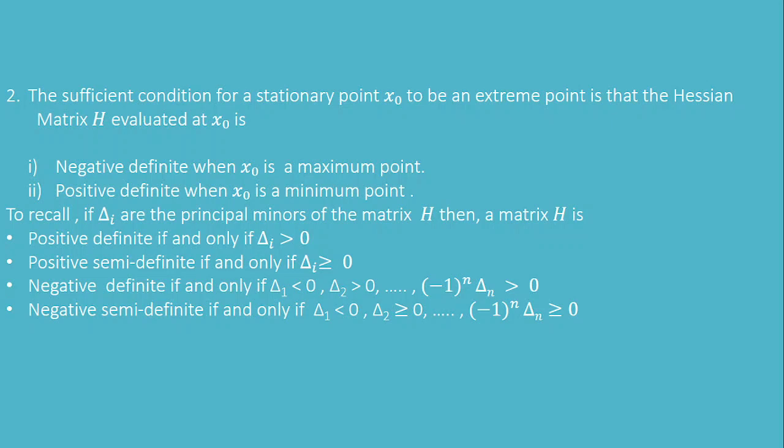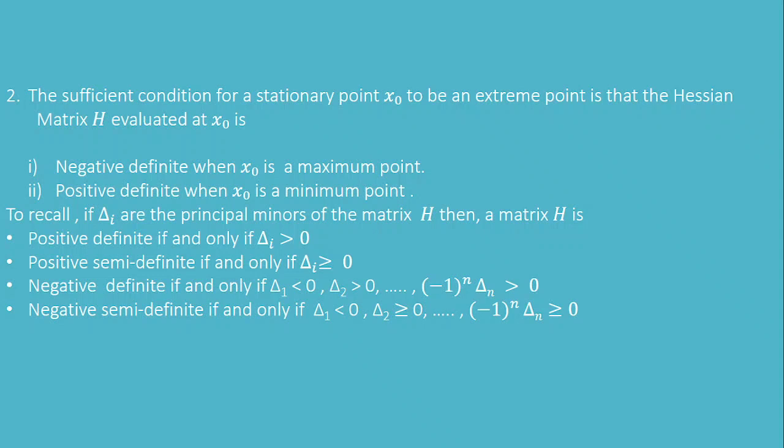And the matrix H is negative definite if and only if delta 1 is less than 0, delta 2 is greater than 0, and so on up to minus 1 raised to the power n delta n greater than 0. And negative semi-definite if and only if delta 1 less than 0, delta 2 greater than or equal to 0, and so on up to minus 1 raised to the power n delta n greater than or equal to 0.